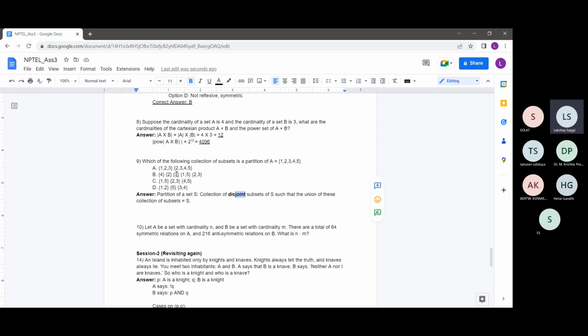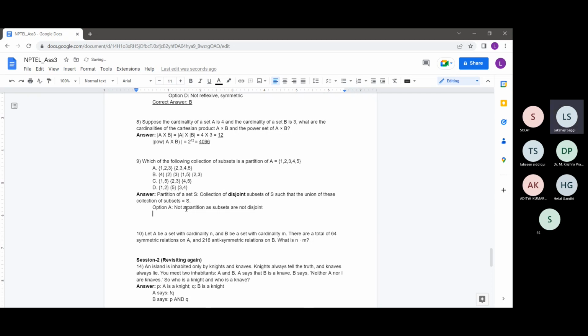So here the set A is 1, 2, 3, 4, 5. Let's just visit option by option. Option A has the first set as 1, 2, 3, and second as 2, 3, 4, 5. Since a partition should be disjoint, this is not a partition, as the subsets are not disjoint. So similarly, going on, let's see option B.